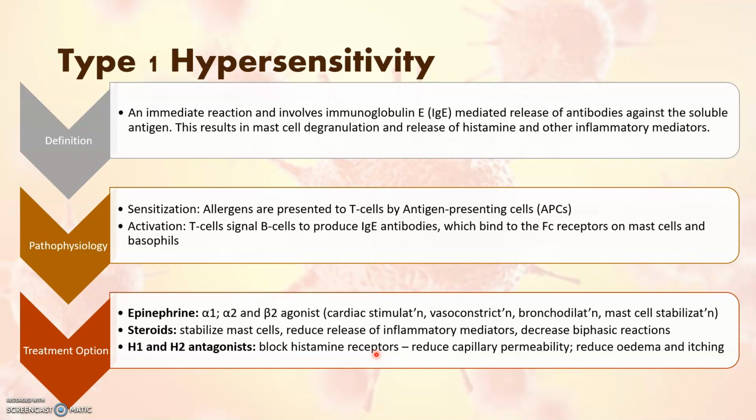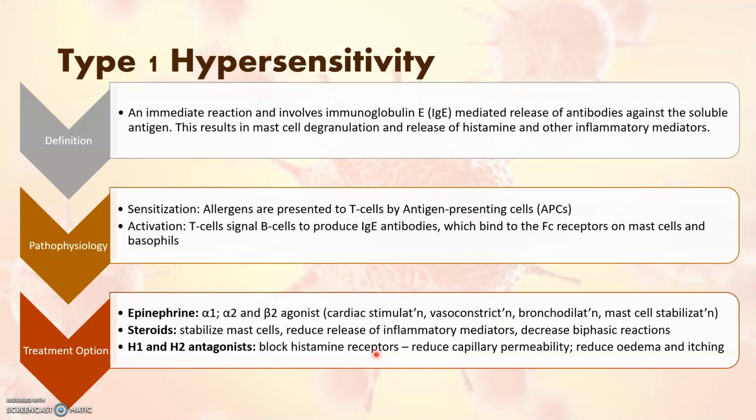Treatment is aimed at reversing the effects of immediate hypersensitivity and reducing the inflammatory response. The main effects of the immediate hypersensitivity would include vasodilation and increased capillary permeability, which leads to tissue edema, hypotension, bronchospasm, and airway obstruction.